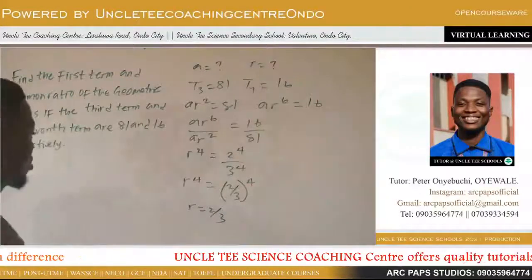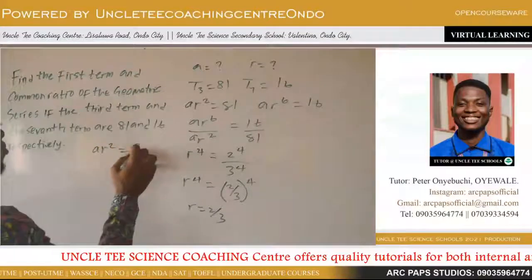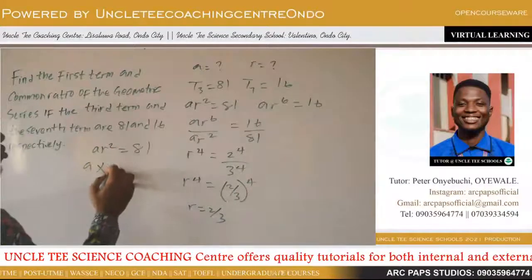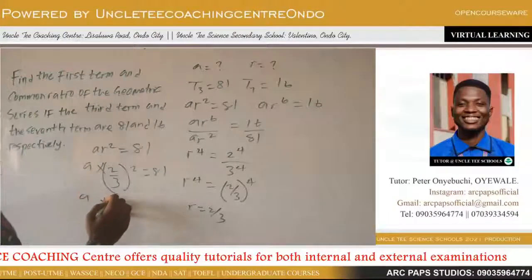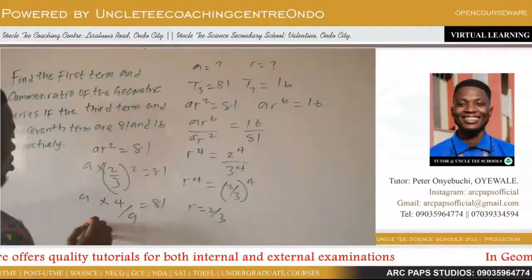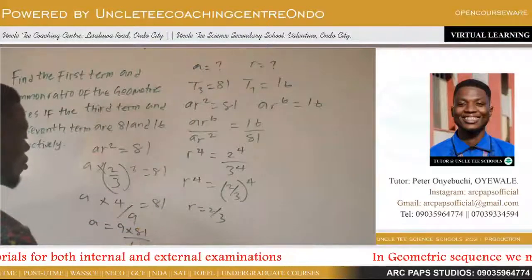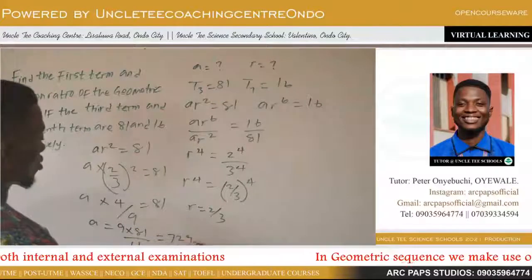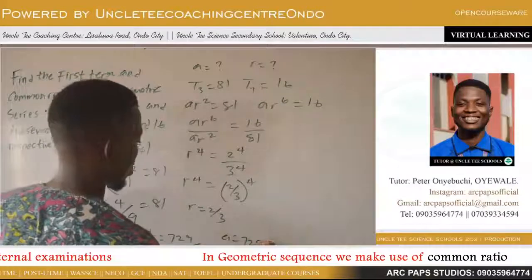Now, when our R is 2 over 3, we can substitute it in any of the equations. If I'm using equation 1, A R squared is equal to 81. Our A times 2 over 3 raised to power 2 is equal to 81. It means A times 4 over 9 is equal to 81. Our A will then give us 81 times 9, which is 729, divided by 4. That will be the final answer to the question.